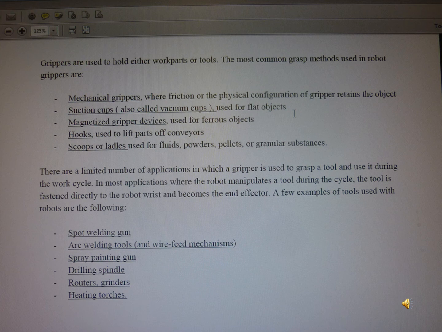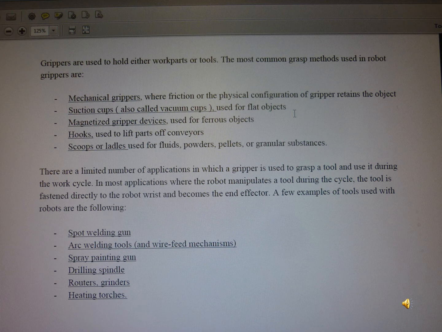The grippers are used to hold either work parts or tools. The most common grip methods used in robot grippers are mechanical grippers, where the friction or the physical configuration of the gripper retains the object; suction cups, used for flat objects; magnetized gripper devices, used for ferrous objects; hooks, used to lift parts off conveyors; and scoops or ladles, used for fluids, powders, pellets, and granular substances.